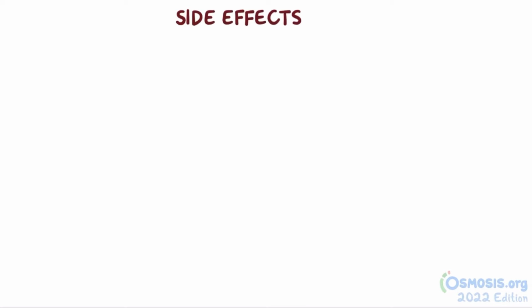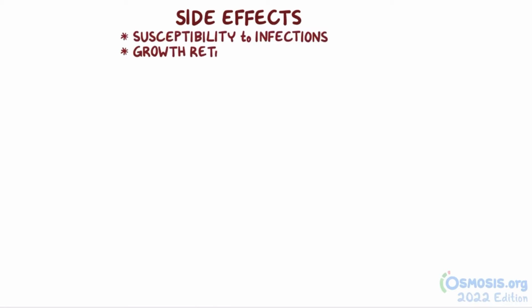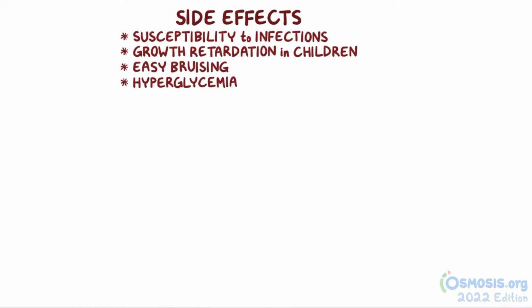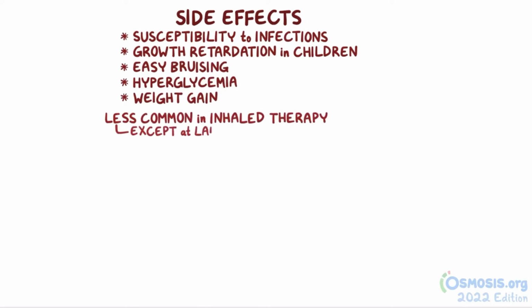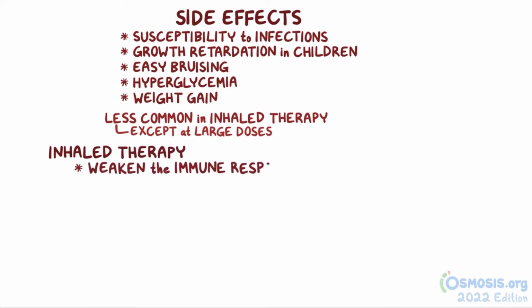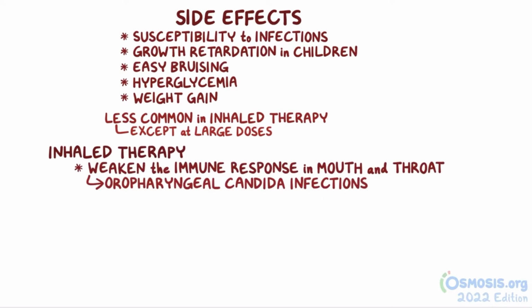Systemic side effects of corticosteroids include susceptibility to infections, growth retardation in children, easy bruising, hyperglycemia or high blood sugar, and weight gain. These side effects are less common with inhaled corticosteroids unless they're used at high doses. However, inhaled corticosteroids weaken the immune response in the mouth and throat, which makes oropharyngeal candida infections more common.